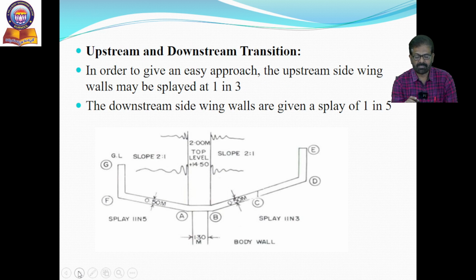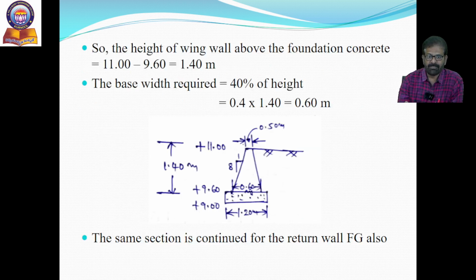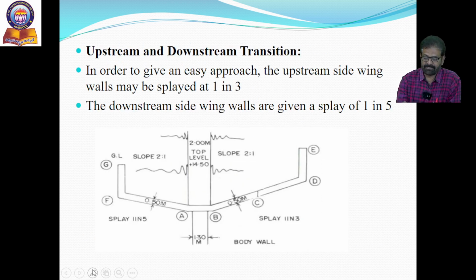So last one is the transitions. We have to provide the transition. As already I mentioned the word splay. Splay is the angle of deviation. So see here the position of these wing walls on upstream side and downstream side with respect to the given splays. Upstream side the splay is given as 1 in 3, whereas the downstream side the splay is given as 1 in 5. So 1 in 3 and 1 in 5. So that much deviation we have to provide. So that is called transition.